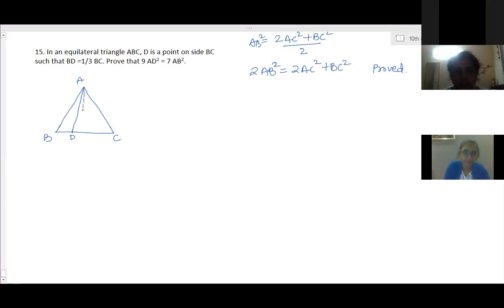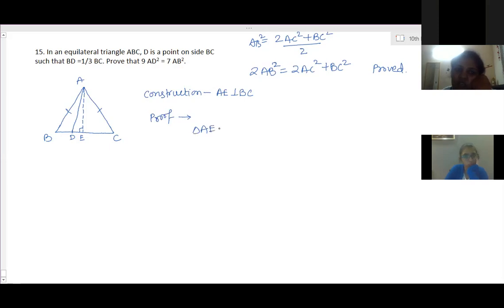We have to do one construction, that is we have to draw perpendicular AE perpendicular to BC. This is our construction. AE perpendicular to BC. Okay. Now while proving, we know that AE is perpendicular to BC and it is an equilateral triangle. So all sides are equal. So triangle AEB and triangle AEC are congruent.